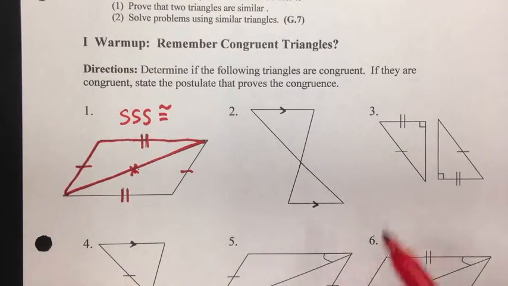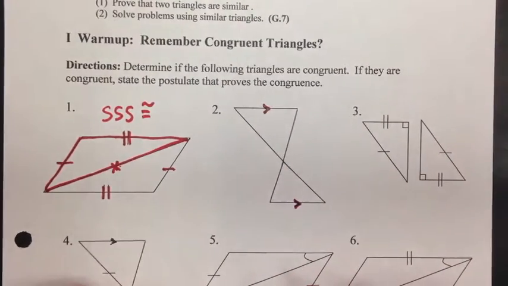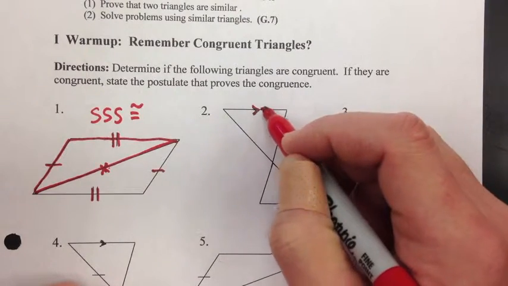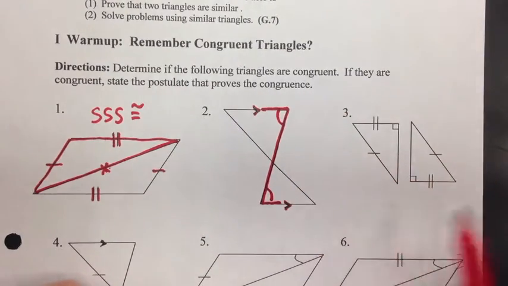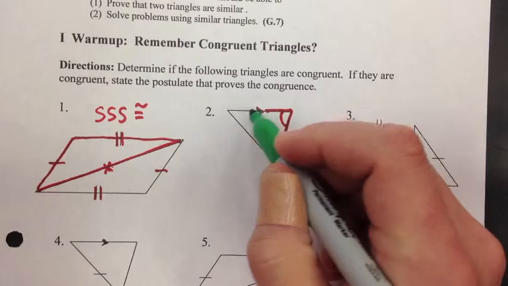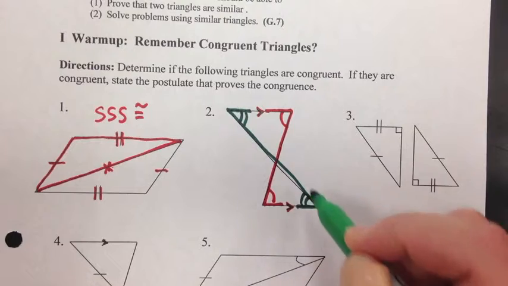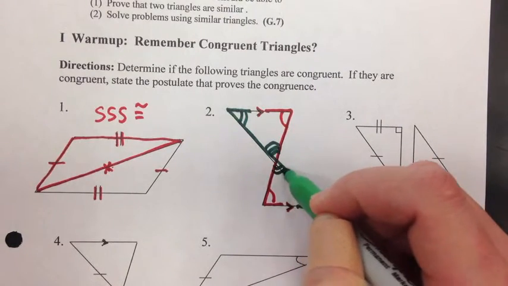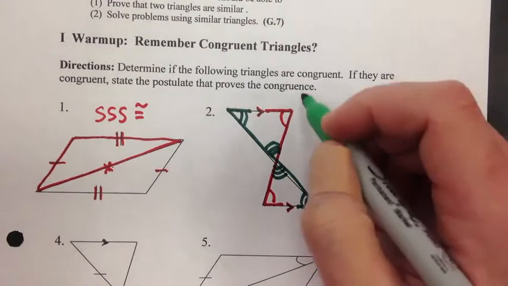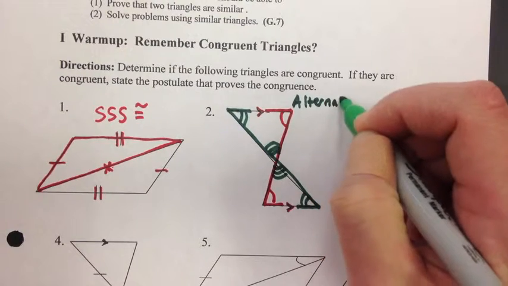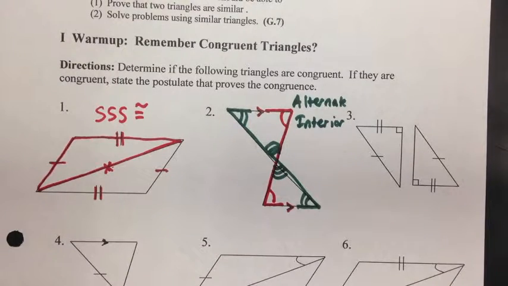Now number 2, these 2 lines, the top and the bottom, that means they're parallel. With parallel lines, we have congruent angles. Look for the Z right there. And then we also have a backward Z here. And then we also have vertical angles, which are always congruent. The Z, those are called alternate interior angles. They're always congruent when the lines are parallel.